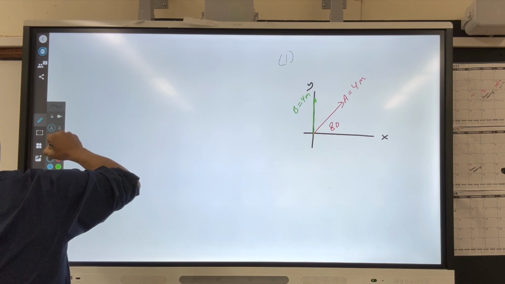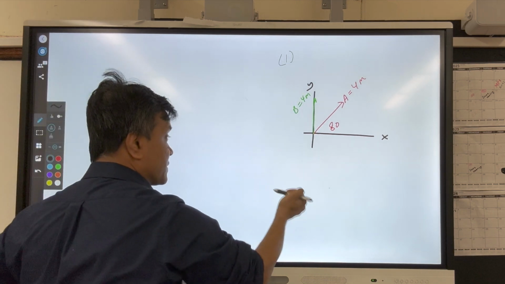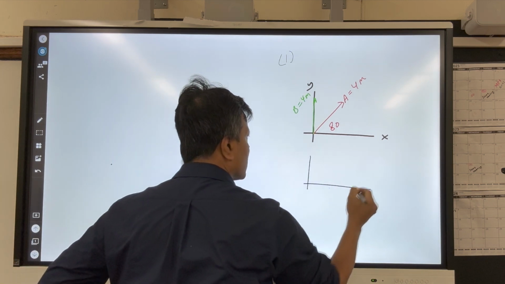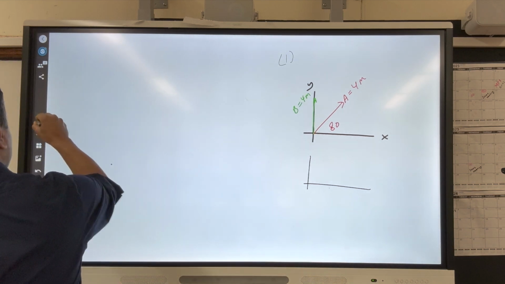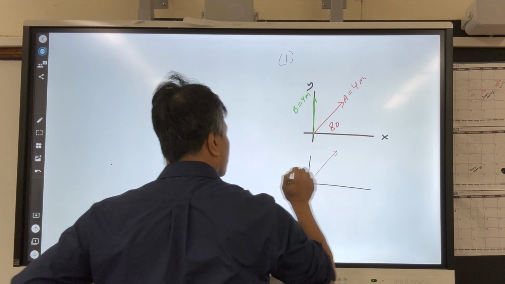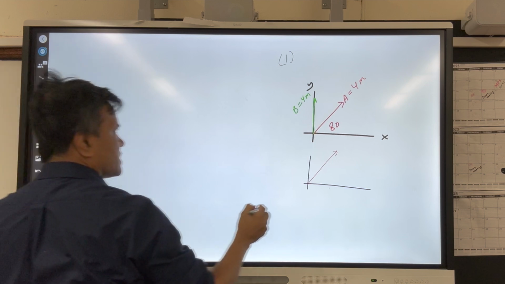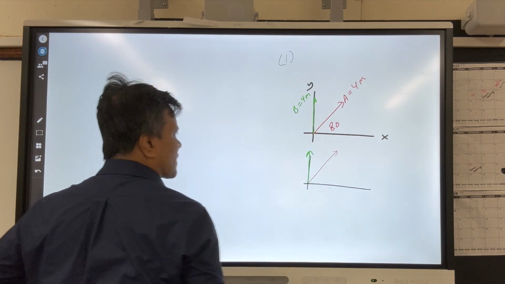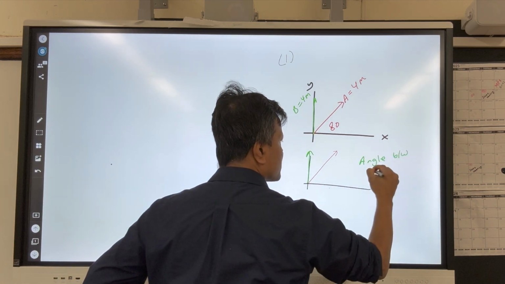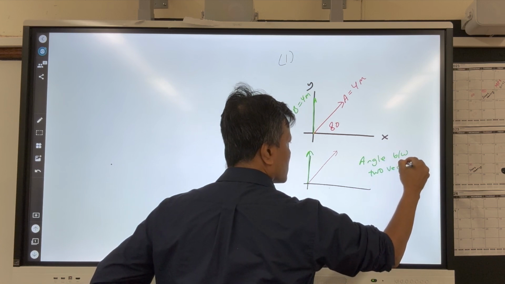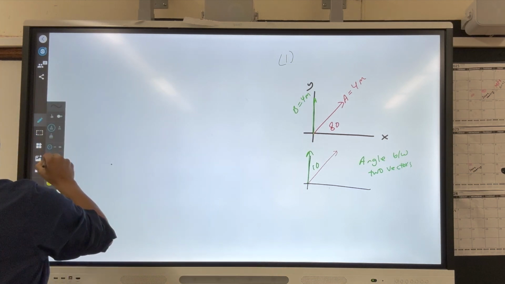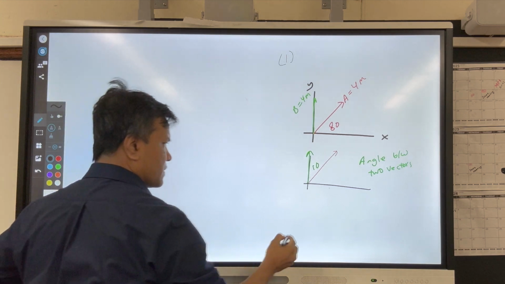You have two vectors, right? And I'm going to help you understand a few things that you need. First, I'm going to show you the angle between two vectors. The angle between two vectors would be this. I'm going to draw vector A again. I'm going to draw vector B again. All right. Okay. The angle between two vectors is 10. Good.